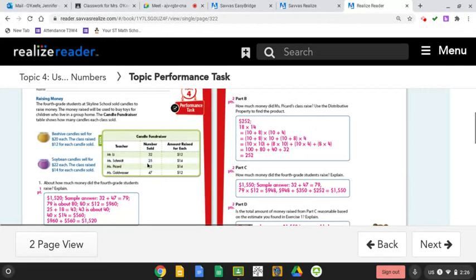So Ms. Schmidt was 25 candles at $14. So, not Ms. Schmidt, Ms. Pickard. Ms. Pickard, 18 candles at $14. So 18 times 14. So they broke apart 18 into 10 and 8. And then added together, or multiplied, the 10 and the 4. So 10 plus 8 times 10 plus 4, breaking it apart. 10 times 10, and then we add that together to 8 times 10, 10 times 4, 8 times 4.